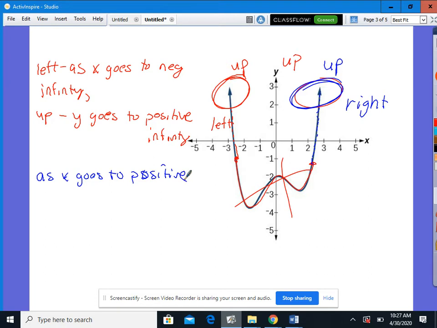Again, that's describing to the right. X goes to positive infinity. Y goes to positive infinity. Okay, that's just how we're going to use mathematical terms to describe the end behavior of a graph. It's just a fancy way to say up, left, right, and down.